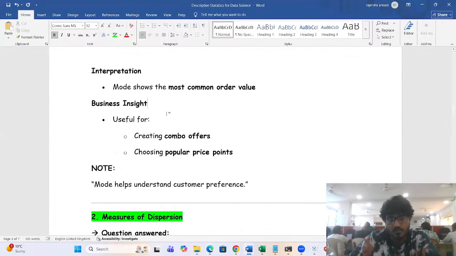What is the business insight? This is useful for creating combo offers. Combo offers are choosing a popular pricing point. Popular pricing point. You get my point? So like this. Clear? This is how mean, median, and mode are going to help you in real-time business strategy.